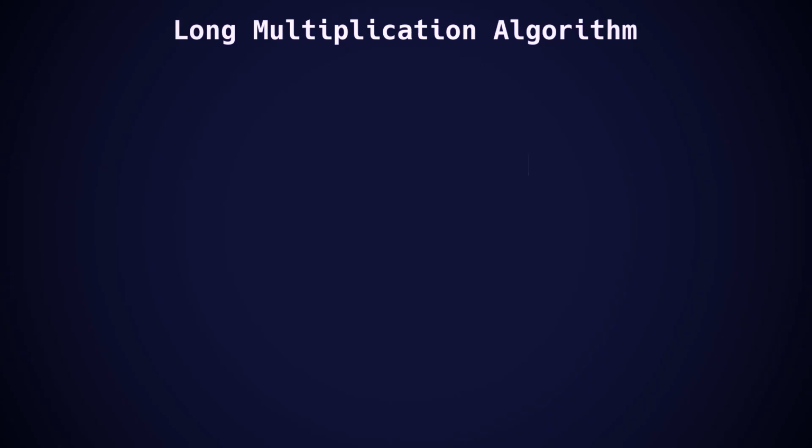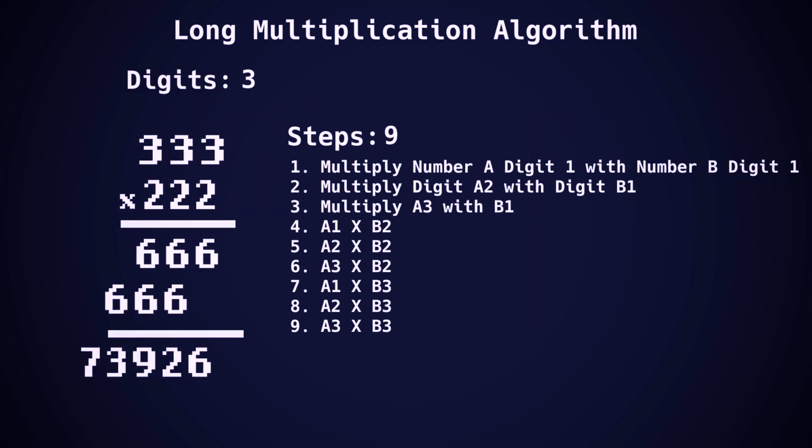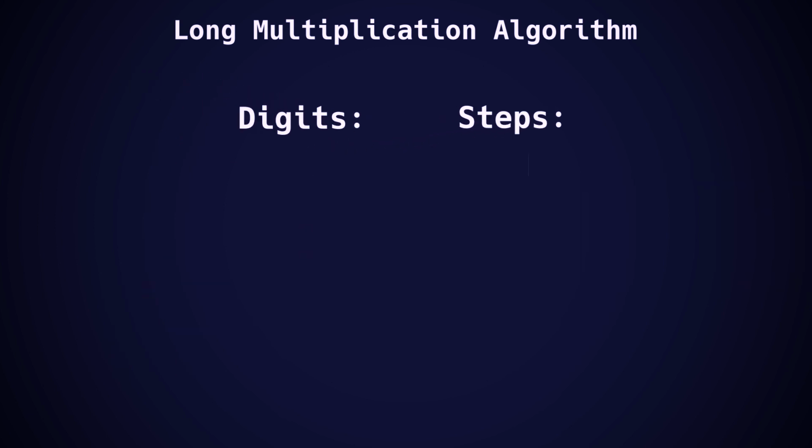It's a bit confusing, so here's an example. Multiplying two-digit numbers using long multiplication takes 4 steps. Multiplying three-digit numbers takes 9 steps. Following the pattern, multiplying any n-digit numbers together takes n to the power of k steps, where k is 2.